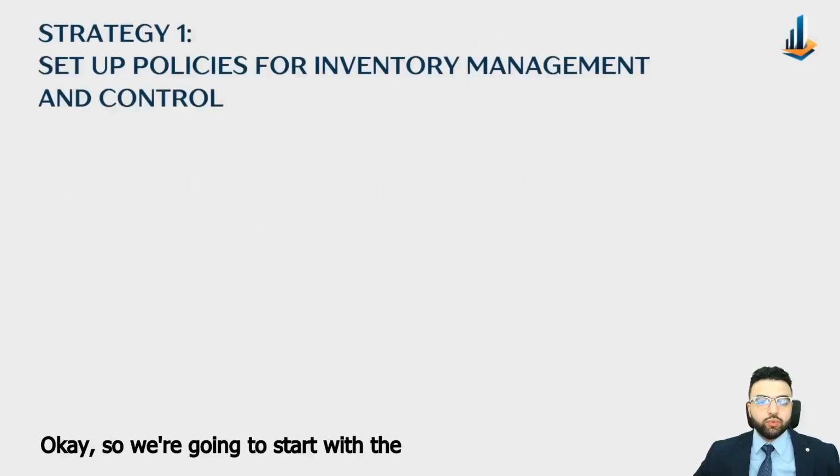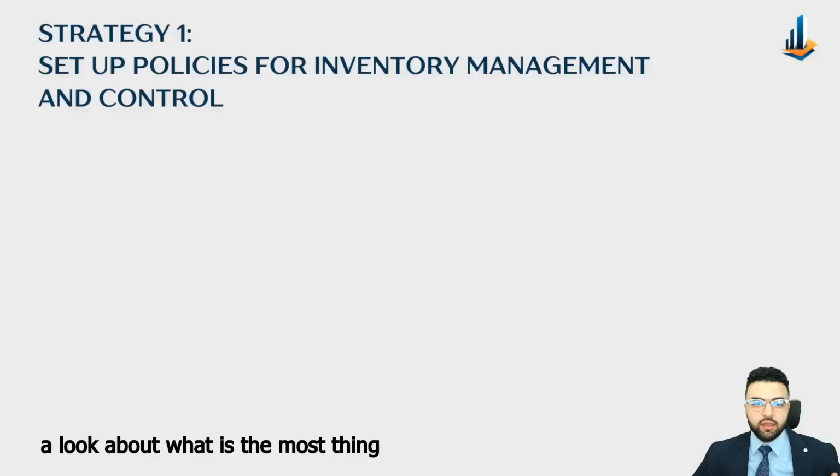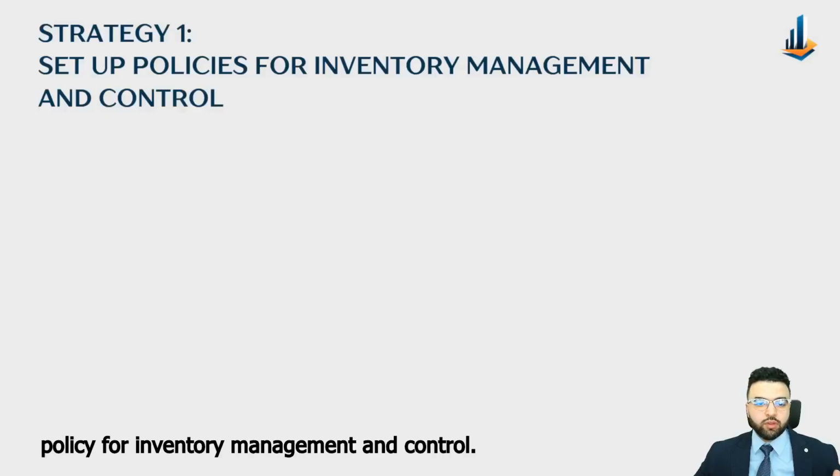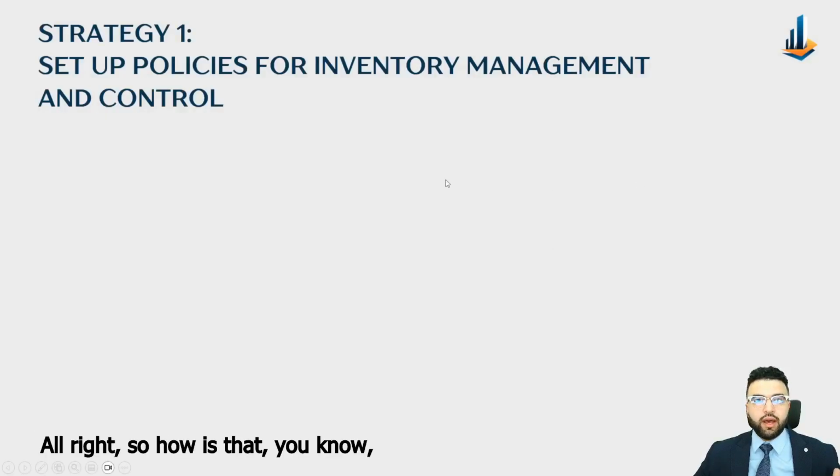Okay, so we're going to start with the first strategy. When Tony started, he looked at what was killing his profitability, and he found out that there was a lot of waste happening in the restaurant. So the first thing that he went to implement was setting up a policy for inventory management and control. All right, so how is that possible, and how can we do that?